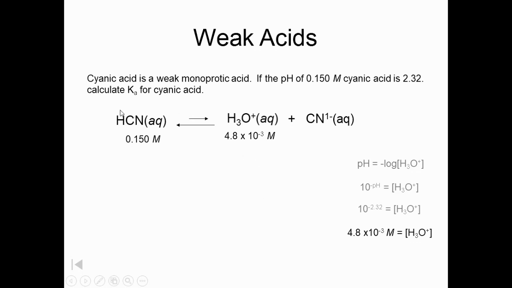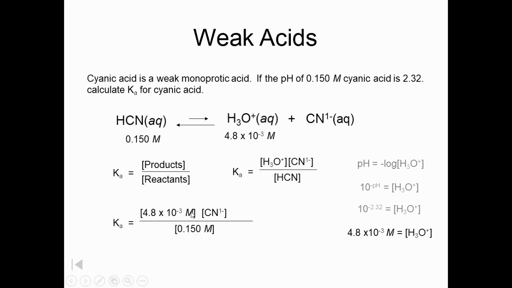Now, I know that based on the coefficients, there's a 1, 1, 1. The cyanide concentration must be the same in this case. Ka is always products over reactants. So I've written my products, hydronium ion times cyanide ion, divided by the reactant, HCN. I know the hydronium ion concentration. I know the hydrogen cyanide concentration, and I also know that the hydronium and cyanide are the same values. So I'm going to put those in as the same numeric values. Now I can type this in my calculator and solve for an answer. When I multiply that through, I get an answer of 1.54 times 10 to the negative fourth. That's how we get a value for Ka.